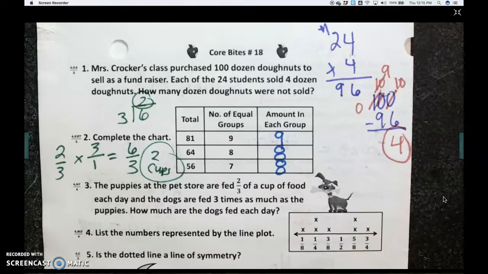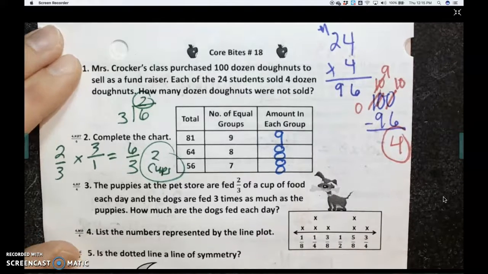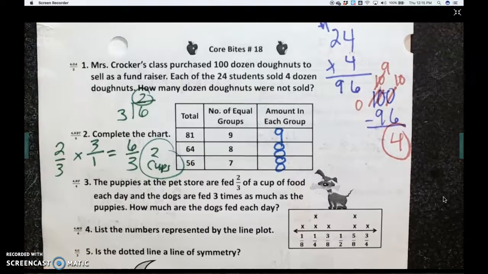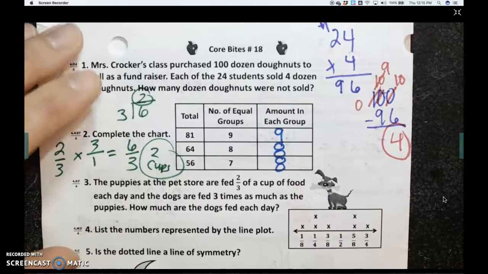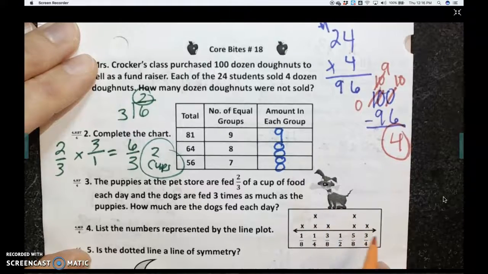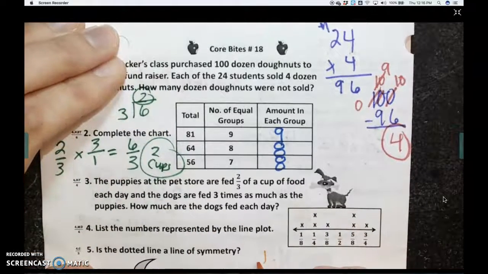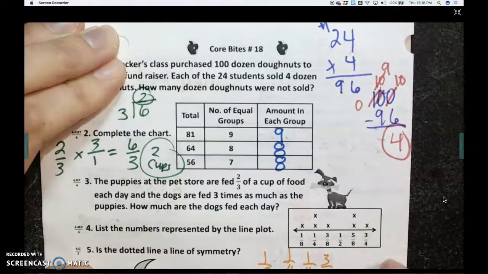For number 4, it says list the numbers represented by the line plot. So if you're listing your numbers, you would just see how many of them have more than one X above them. So if you're listing them, you would have 1/8, 1/4 twice. Then you would have 3/8. There is nothing for 1/2, so you can leave that one blank.